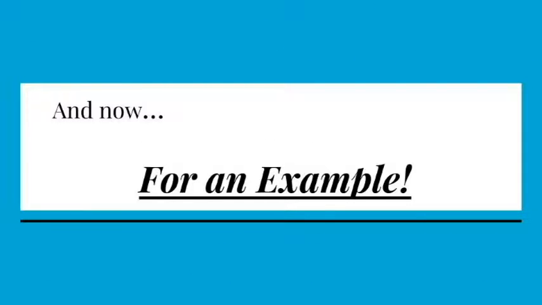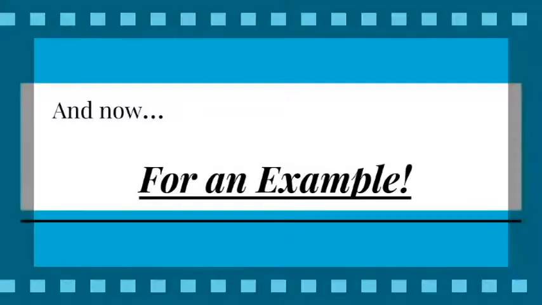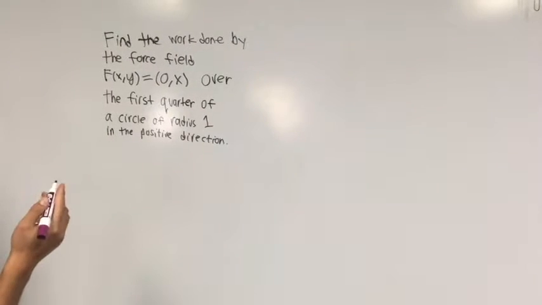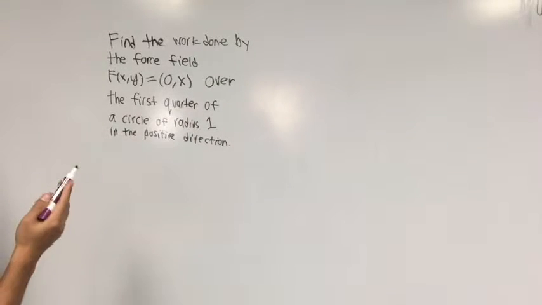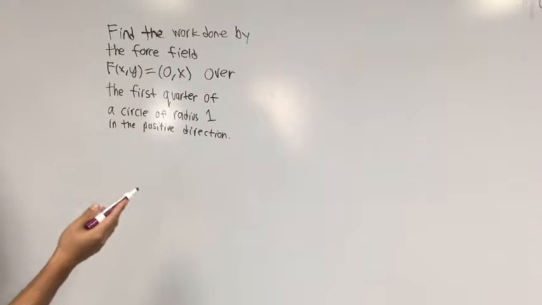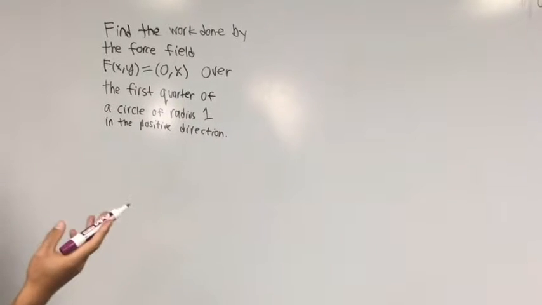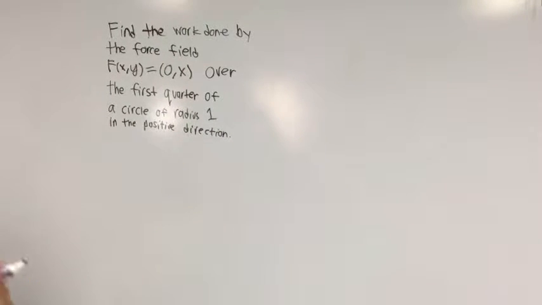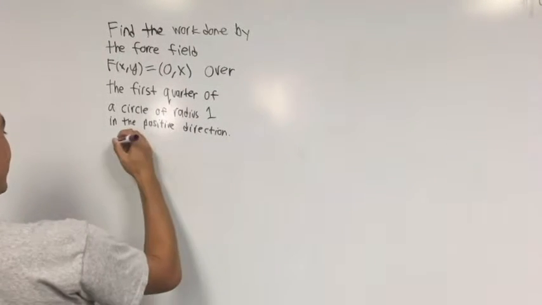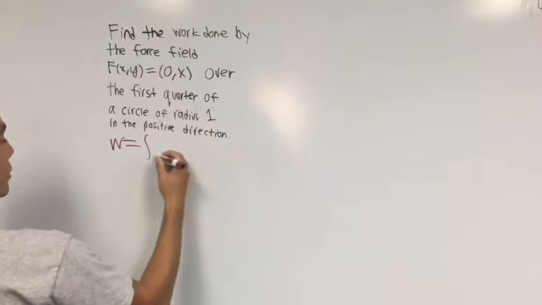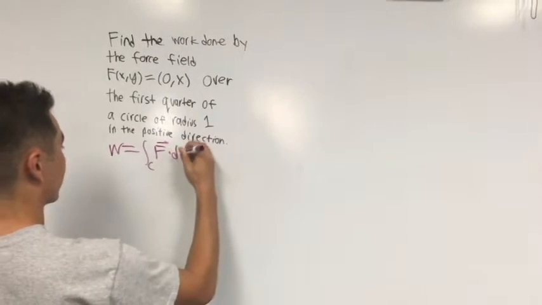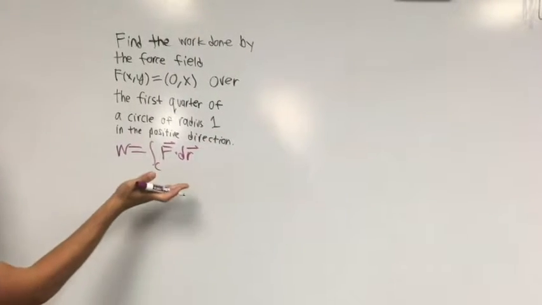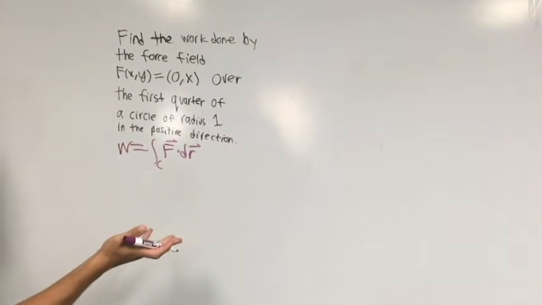And now, this. Okay, so we're going to solve this problem. Find the work done by the force field F of x, y equals 0, x over the first quarter of a circle of radius 1 in the positive direction. So first, this is a work problem, which means we're going to use a line integral. The definition of work is work equals the integral on your path of F dot dr. So we're going to go ahead and solve this by parameterization of path.